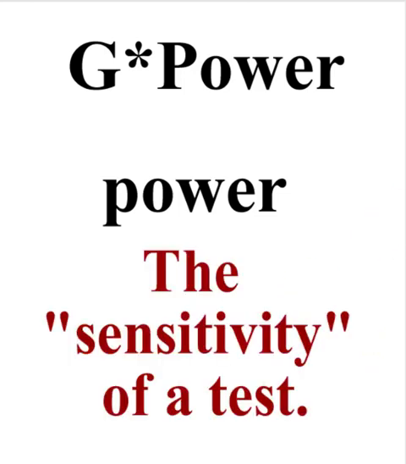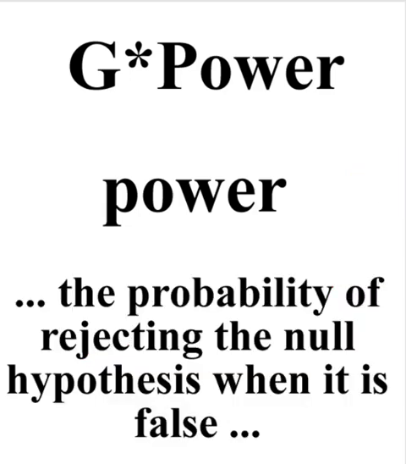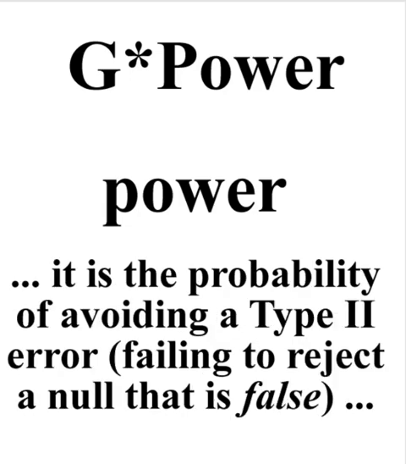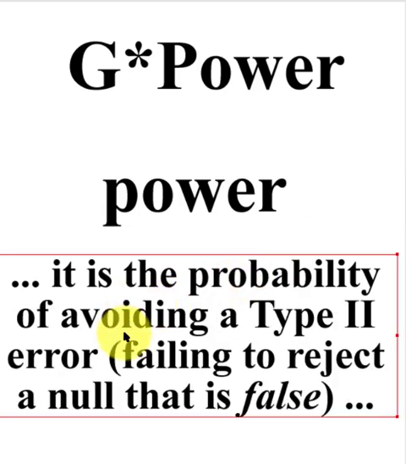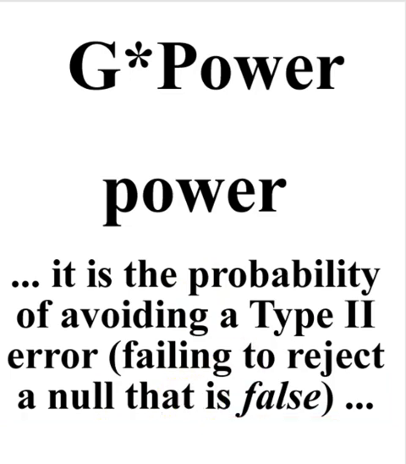Now, in our science, we call it the sensitivity of a test. So in other words, how sensitive is your statistical analysis at rejecting the null when it's supposed to and not rejecting the null when it's not supposed to? Another definition of power is the probability of rejecting the null hypothesis when it's false. It is also the probability of avoiding a type 2 error. And as you recall, that's when you do not reject the null when you should have.